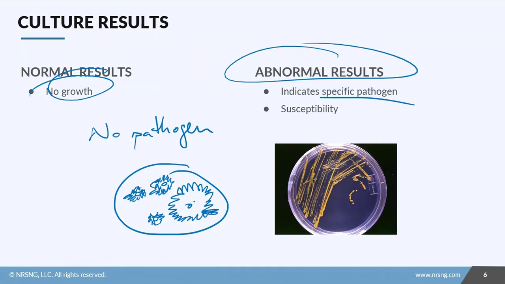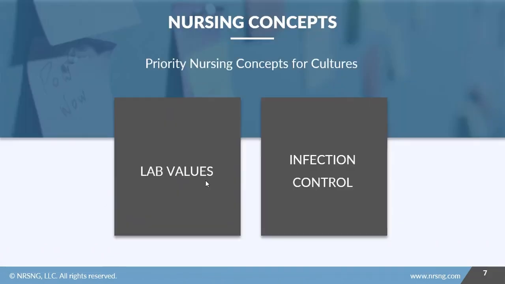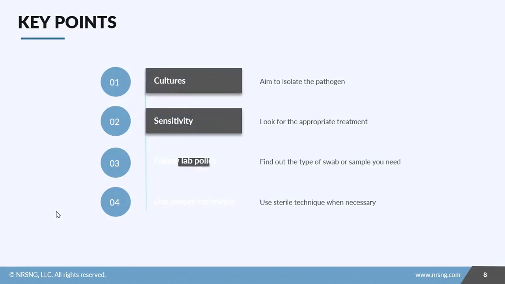And what happens is you'll notice that this area here away from the disc tells you that this bacteria won't grow next to the disc because the antibiotic is effective in treating and killing the pathogen. So this one would be most specific. But they'll do these tests and they'll figure out which one is going to treat that type of infection. Remember that when we're dealing with cultures, we're focusing on infection control, and we're also looking at the lab values for our patient. So let's recap.